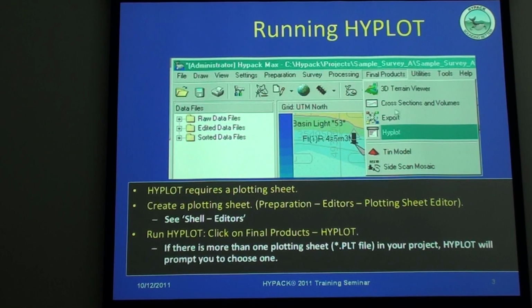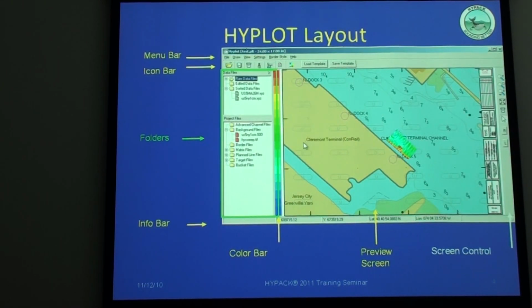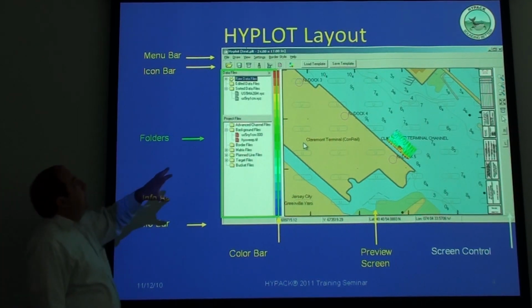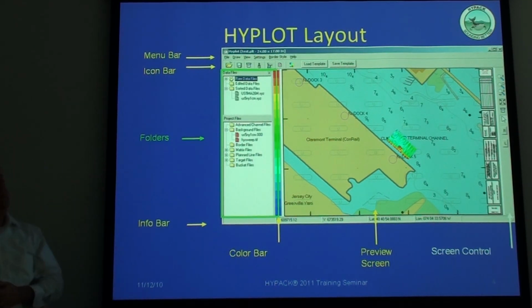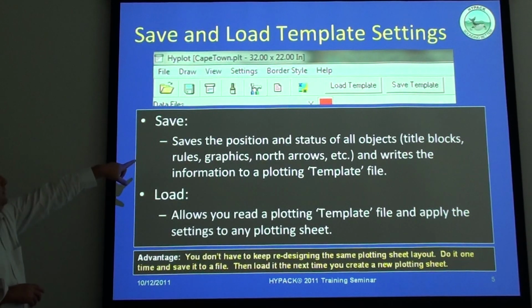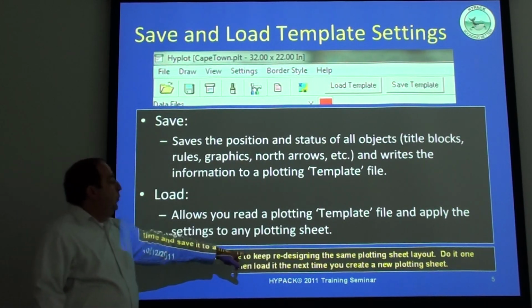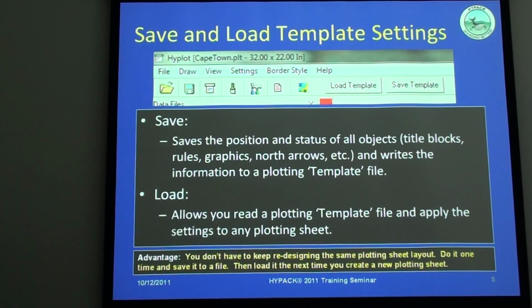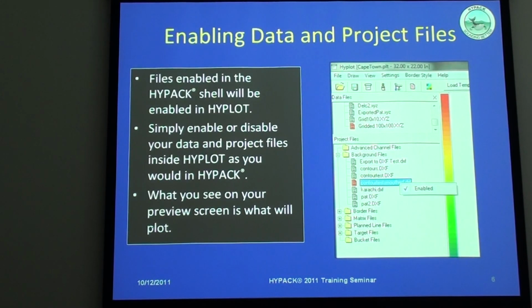I usually use the icon in the final product as a drop-down, HiPlot. It looks like HiPack. The big one is going to be the hammer and the screwdriver, the F9 toolbar. That's going to be used a lot. It saves the position of everything, so you don't have to redo it. Load allows you to read a plotting template, which basically includes title block, compass rose, all the little background files. You don't have to keep redesigning the same plotting sheet, so that's new. Once you come up with a standard, it's a pretty good way of doing it.